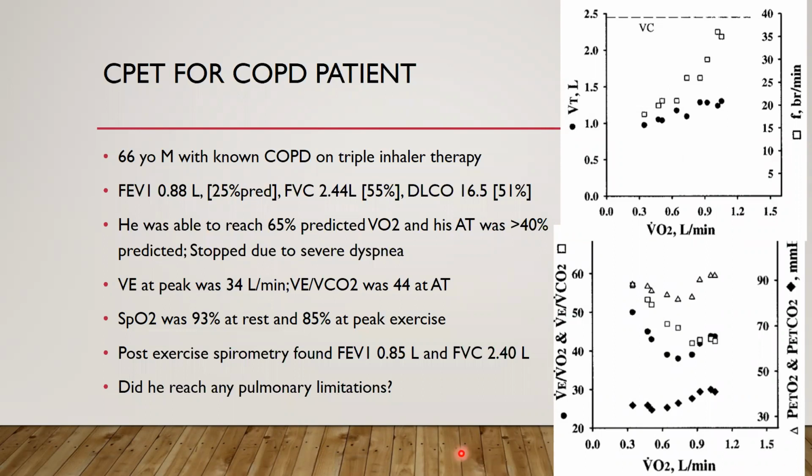His minute ventilation was 34 liters per minute at peak. The VE/VCO2 was 44 at AT, which if you listen to Wasserman's paper, this was never normal. Greater than 40 was never seen in a normal patient. SpO2 was 93%. It dropped at exercise. And post-exercise, we did a spiro, and his flows didn't really change. So my question to you guys, did he meet any pulmonary limitations?